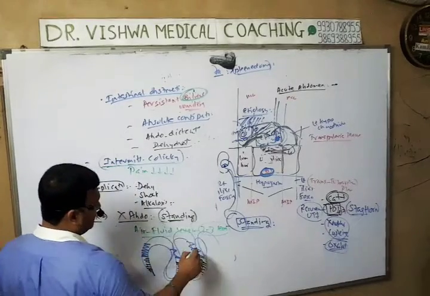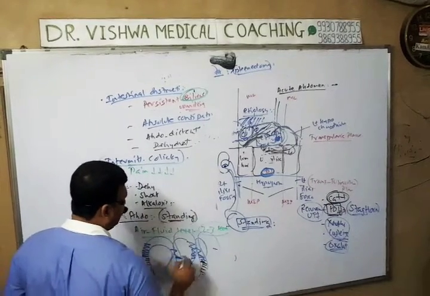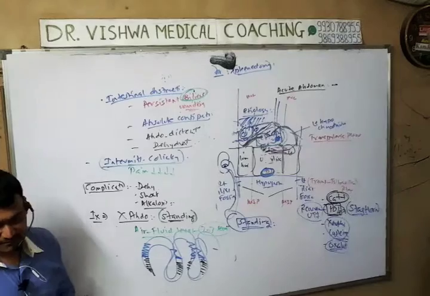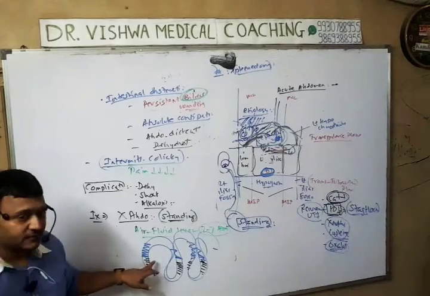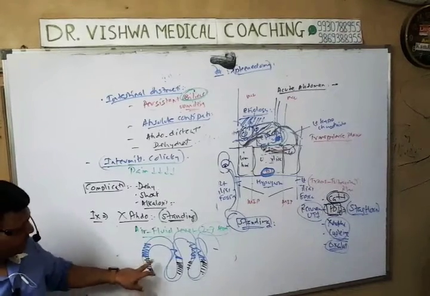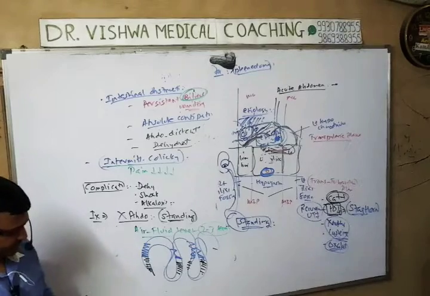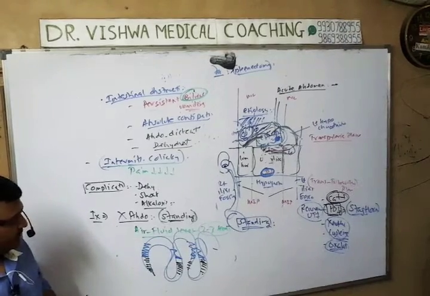So black is the food, red and blue is the gas. You can see multiple air fluid levels like this. There is more gaseous distension because of fermentation of the food in the intestine. So this is more than 3 air fluid levels.